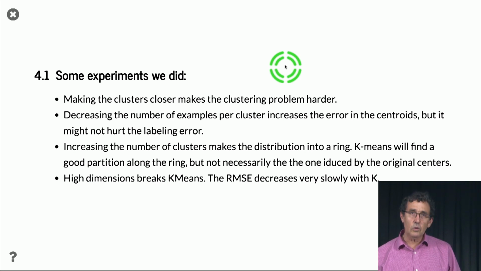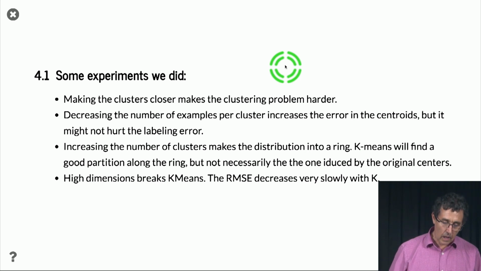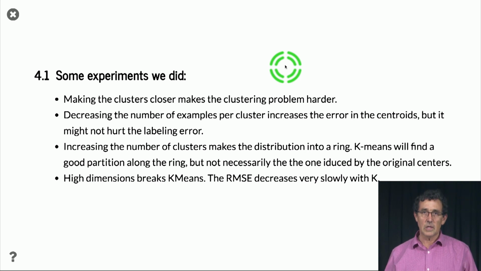And when you go to high dimensions, that breaks k-means, right? So if you're moving from data that you have at 10, 20 dimensions and you move to data that is at 1,000 dimensions, then you can expect a lot of trouble when you're using k-means.